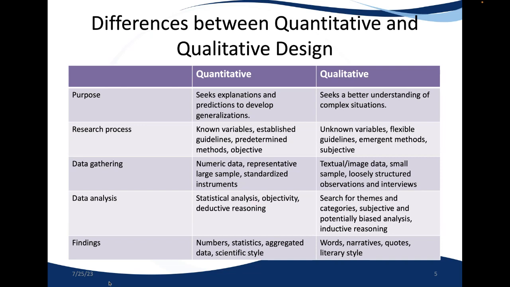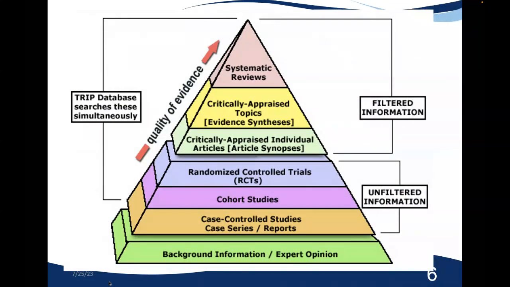You will see the analysis approaches. In quantitative research, we do statistical analysis types, whereas in qualitative research analysis, we look at the search for themes and subjective observations of a phenomenon. And findings, of course, as you can tell, some are presented in a very numeric, statistically based way, while others are presented to you as words, narratives, literary style, and different types of quotables. So I'm giving this to you to make sure that you have the necessary background for us to engage meaningfully in what I'm about to discuss.